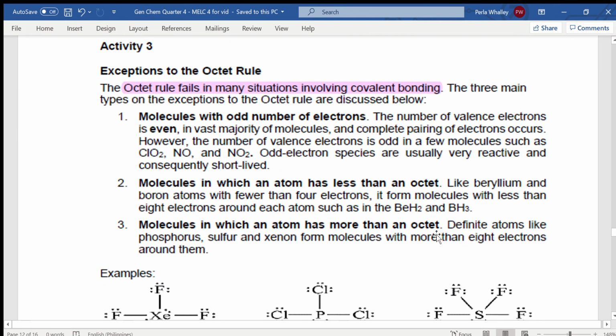Activity 3. Exceptions to the octet rule. The octet rule fails in many situations involving covalent bonding. These 3 main types of exceptions to the octet rule are discussed below. Molecules with an odd number of electrons. The number of valence electrons is even in the vast majority of molecules and complete pairing of electrons occurs. However, the number of valence electrons is odd in a few molecules such as ClO2, NO, and NO2. Odd electron species are usually very reactive and consequently short-lived.